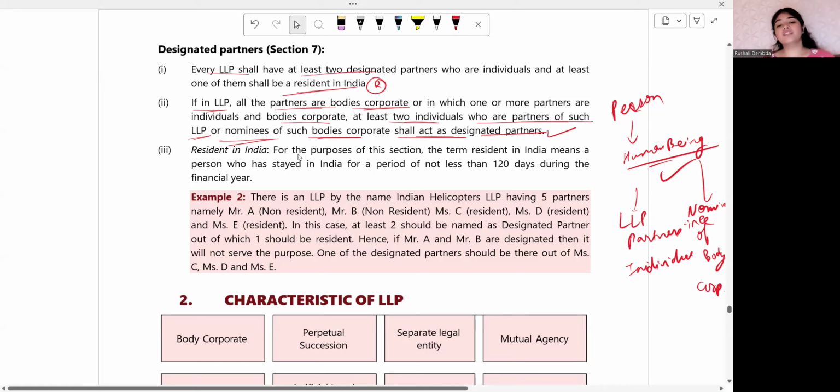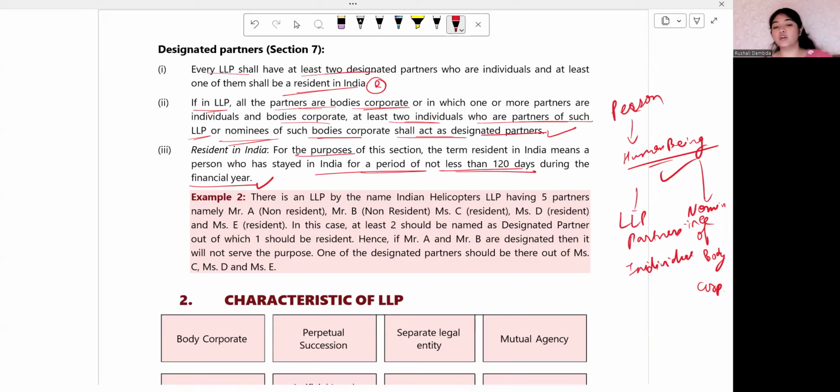For the purpose of this section, the term resident in India means a person who has stayed in India for a period of not less than 120 days during the financial year. You will learn in the income tax a different definition of resident in India. For this act, you need to remember that this person should stay in India for not less than 120 days in a financial year. He has to be there in India for 120 days or more. 120 is also a qualifying limit.